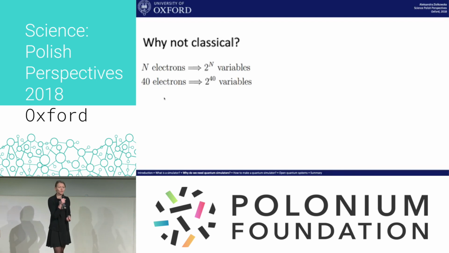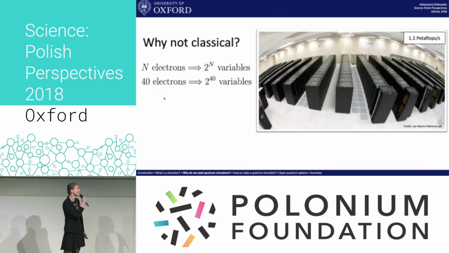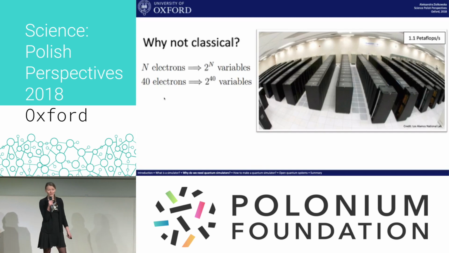So let's imagine we want to simulate a system of n electrons. Then we have to keep track of 2 to the n variables. If you choose this n to be a small number of 40, then we already need a computer like that. This is a state-of-the-art supercomputer currently in Los Alamos National Laboratory in the US, and has an operating power of 10 to the 15 floating point operations per second. This is how much computational power we need to simulate exactly merely 40 electrons.